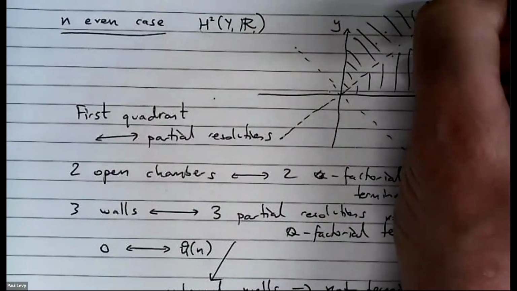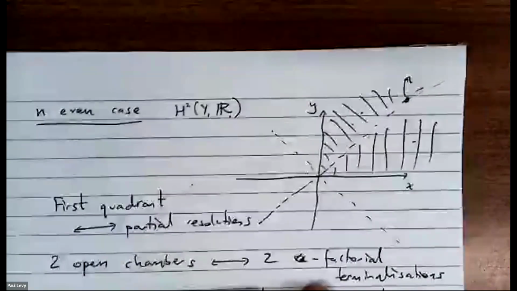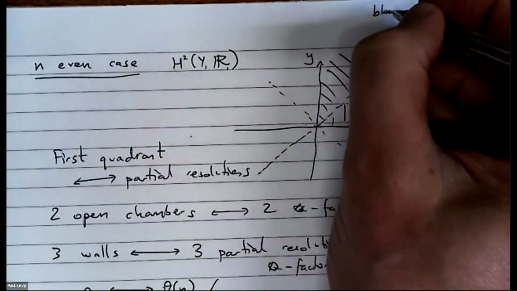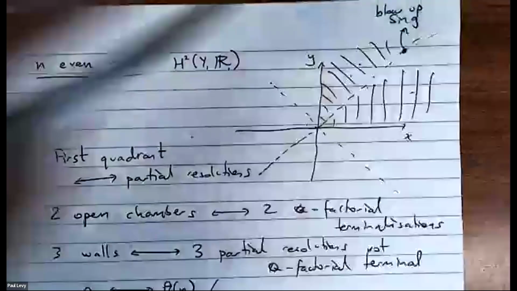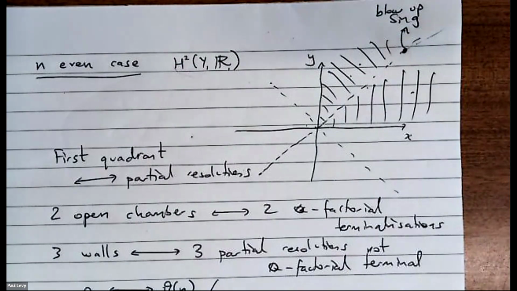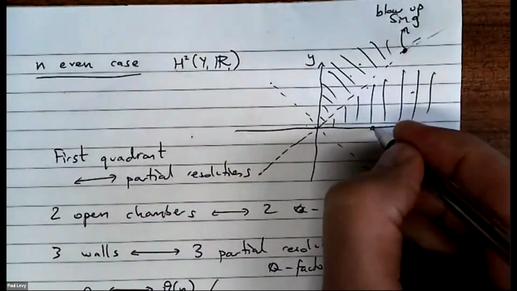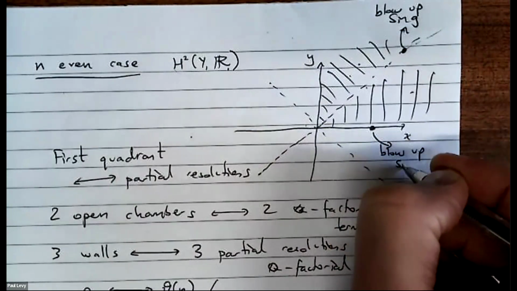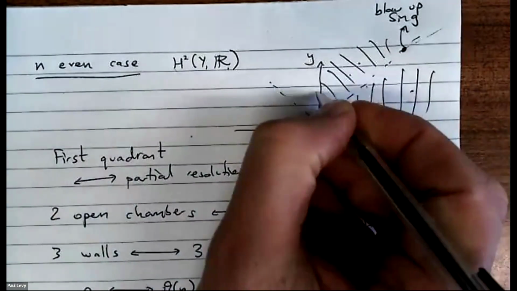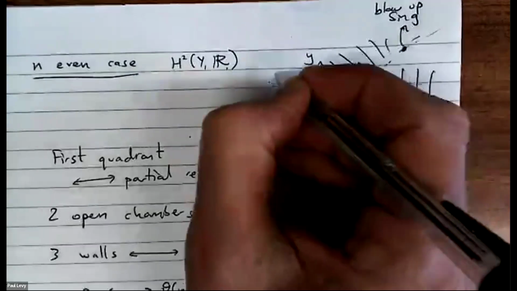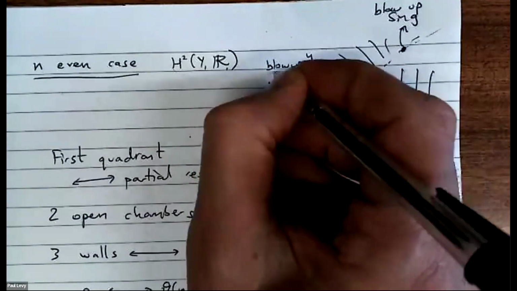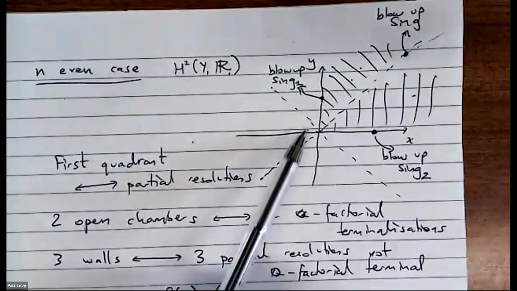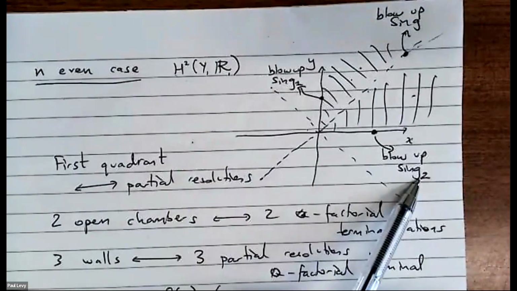So if you're on the line y equal x, this is the partial resolution which comes from blowing up the whole singular locus, right? And if you're on one of these external walls, this is what you get from blowing up one of the components. Sorry, that's a bit small, but that's Sing 1 and Sing 2.